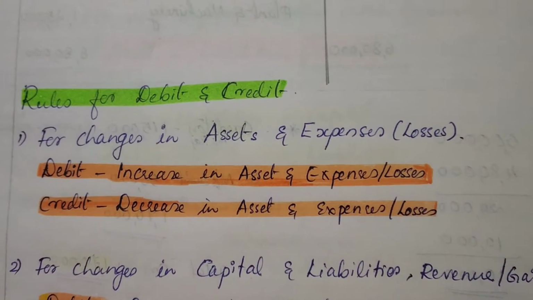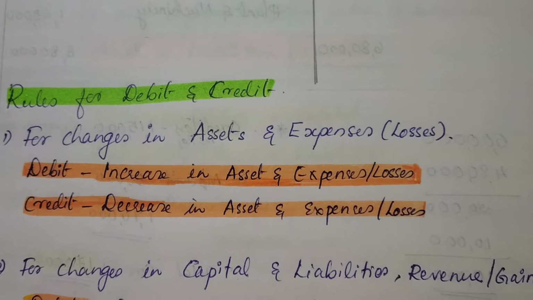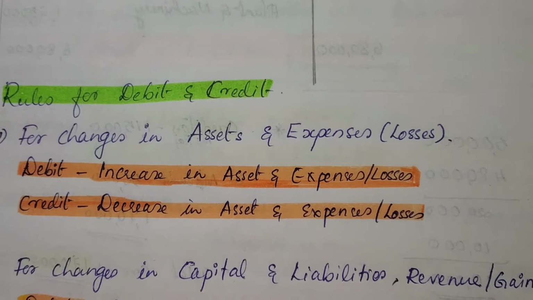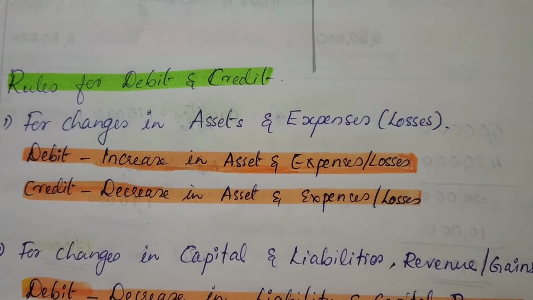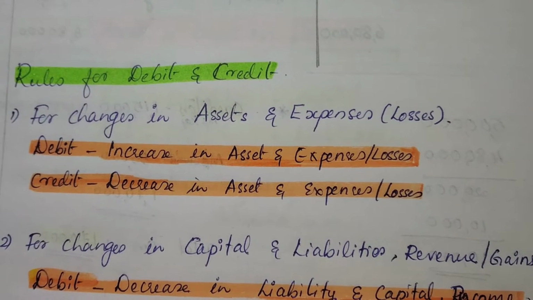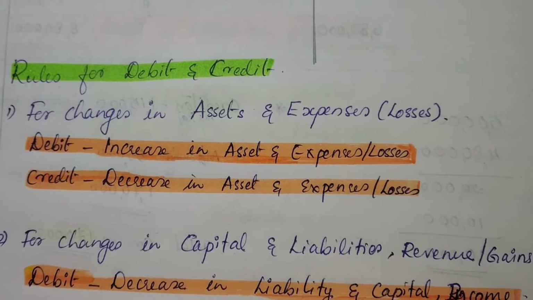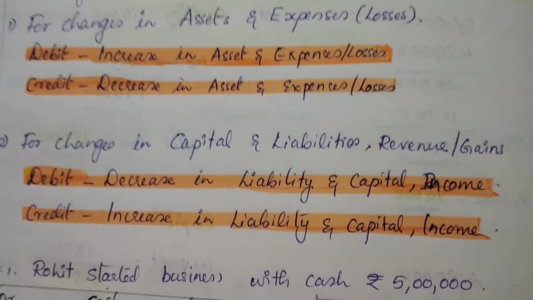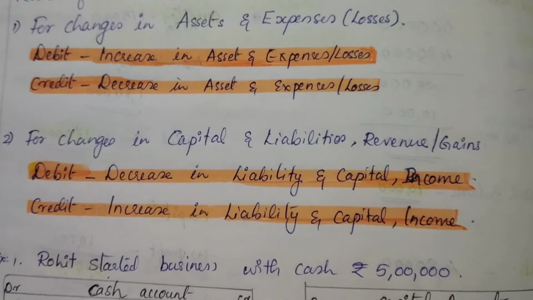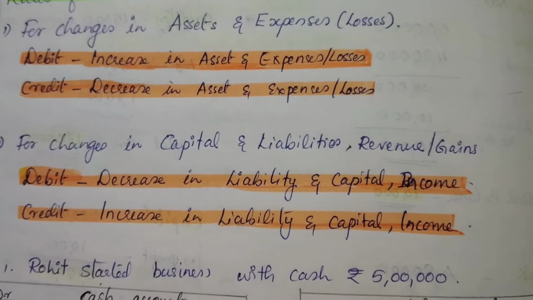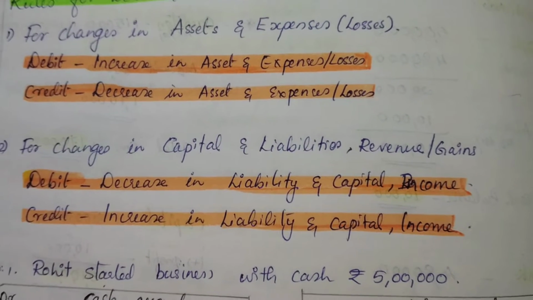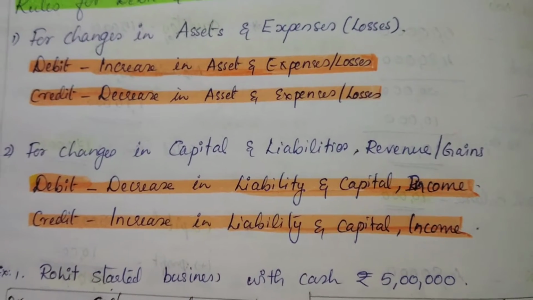So here, the rules for debit and credit. For changes in assets and expenses or losses, how will we debit or credit? When there is an increase in assets and expenses or losses, we will debit. And when there is a decrease in assets and expenses or losses, we will credit. Next, for changes in capital and liabilities, revenue or gains: when there is a decrease in liability, capital or income, we will debit. And when there is an increase in liability, capital or income, we will credit.